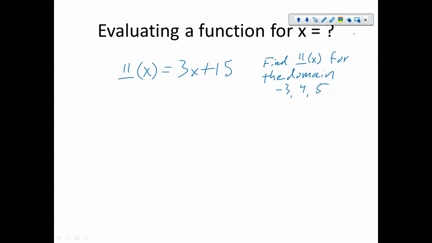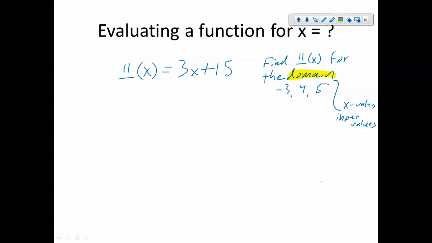So let's just briefly, what the heck is the domain, right? You guys remember what the domain is? Domain is x values or input values. Domain is representing the x's.